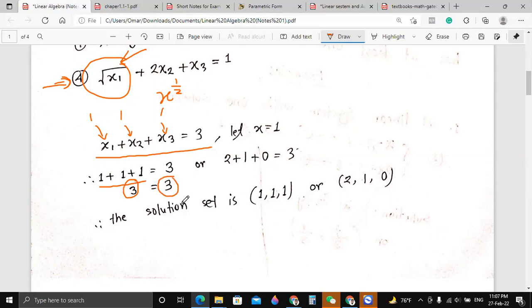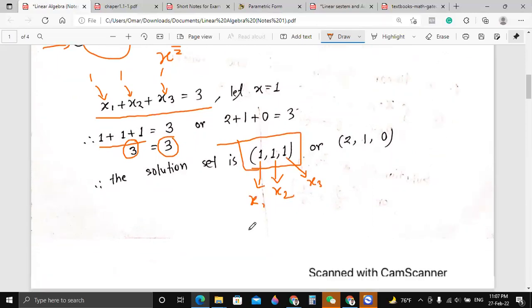So the solution will be (1, 1, 1), okay? Our solution set will be first bracket 1, comma, 1, comma, 1, because this is the value of x1, this is the value of x2, and this is the value of x3. Maybe instead of x1 we might have only x, instead of x2 we might have y, and instead of x3 we might have z, okay? So this way we find the solution of a linear system, okay?